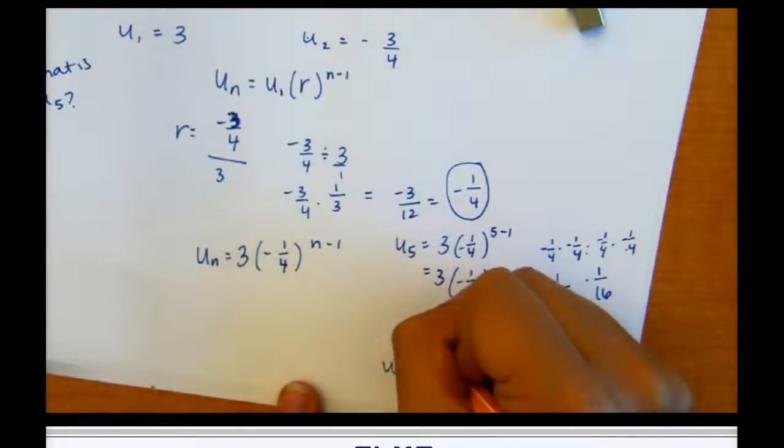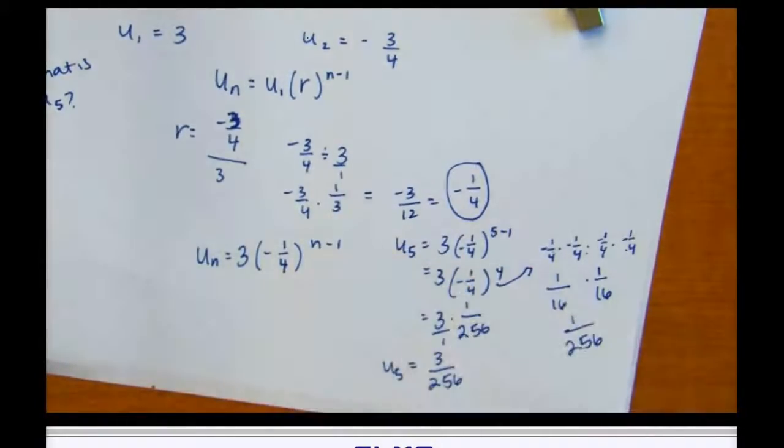Fantastic, 3 over 256. And if I wonder about whether or not 3 can go in, I know that it won't, because to get to 256, I only multiplied 4s, and 3 does not go into 4. So this will not simplify if I consider my factors of 256, or what multiplies to get to it.